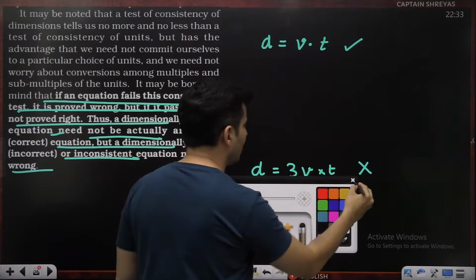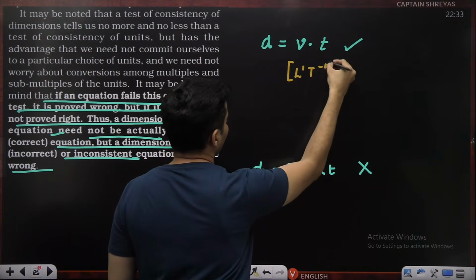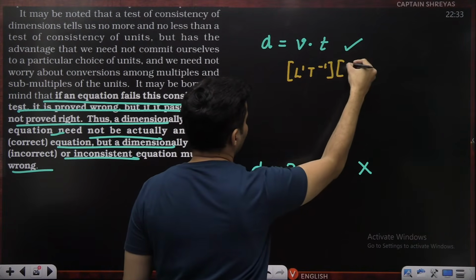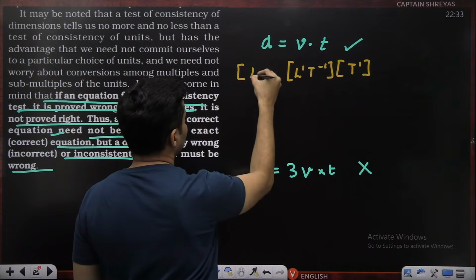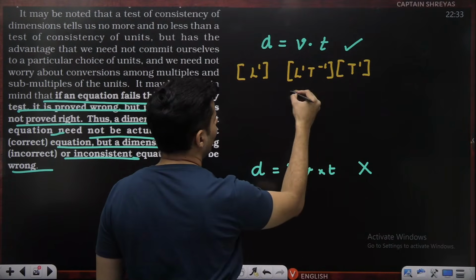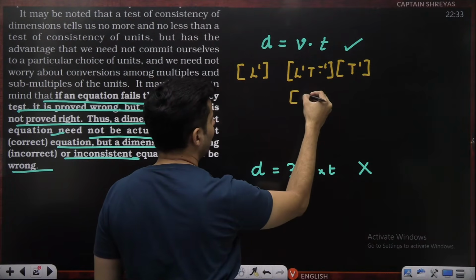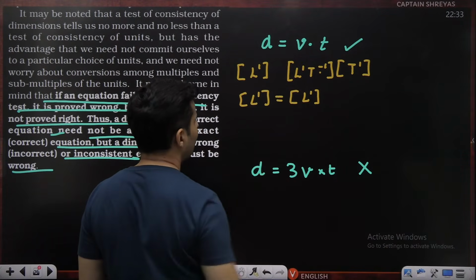Now, if you look at the dimensional formula of velocity, it is length raised to 1, T raised to minus 1. Dimensional formula of time is T raised to 1. On the left hand side, dimensions of distance is length raised to 1. If you multiply these two, what will you get? T raised to minus 1, T raised to 1 cancels, you will get L raised to 1. Left hand side is also L raised to 1. Dimensions are matching.